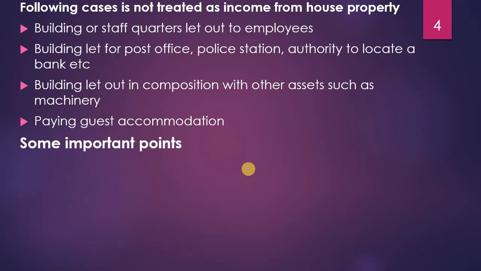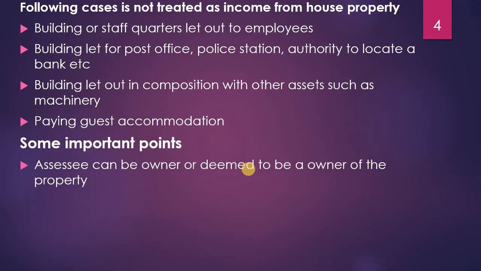Then some important points to remember. First one, the assessee can be the owner or deemed owner of the property. The assessee need not always be the owner. He can be deemed to be owner of the property. What do you mean by deemed owner? It means you are actually not the owner of the house, but you receive the income from that house. Then you become the deemed owner of the house. Why do you receive the income from that house? Maybe your friend asked you to look after the house, or maybe some different cases. You become the deemed owner.